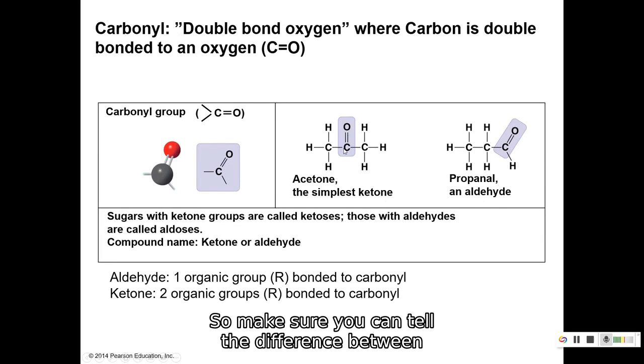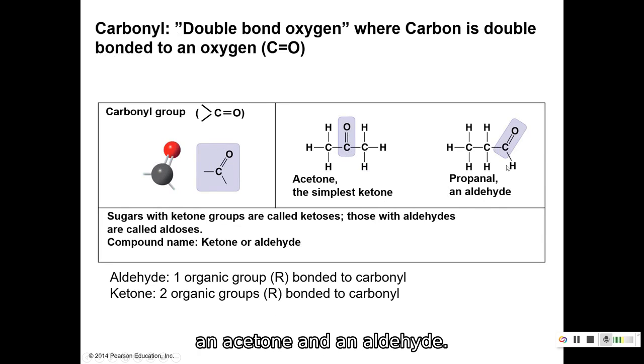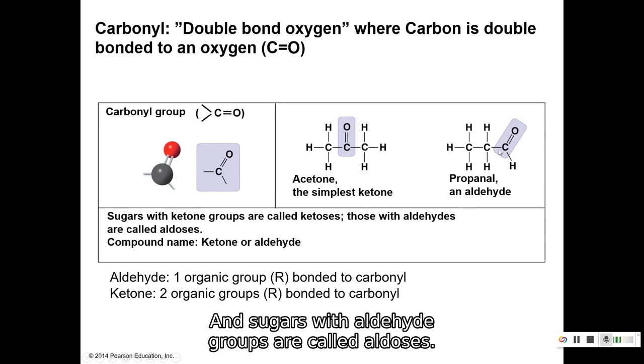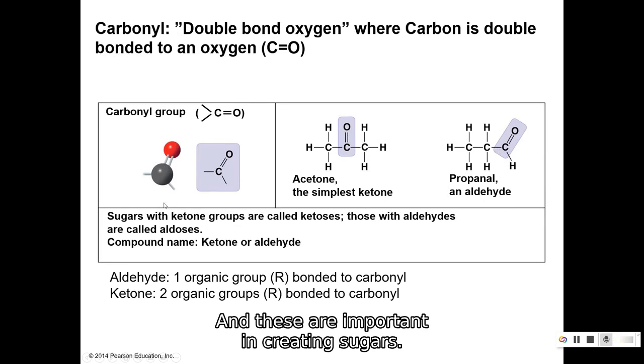So make sure you can tell the difference between a ketone like acetone and an aldehyde. Sugars that have ketone groups are called ketoses, and sugars with aldehyde groups are called aldoses. And these are important in creating sugars.